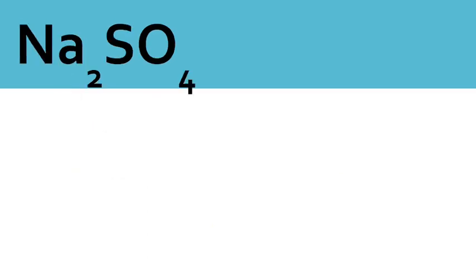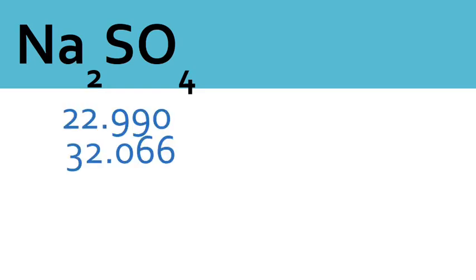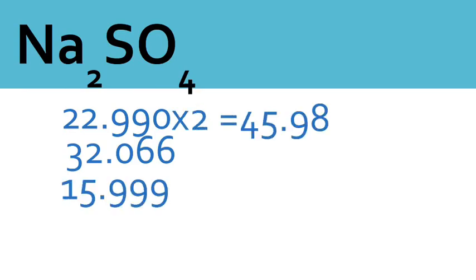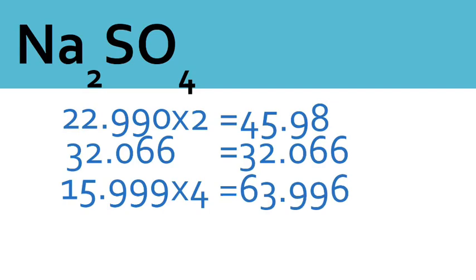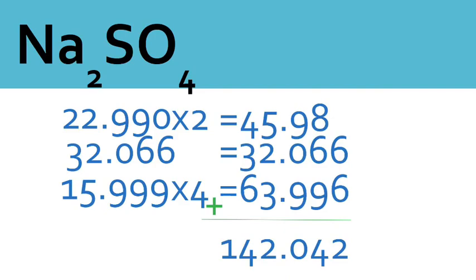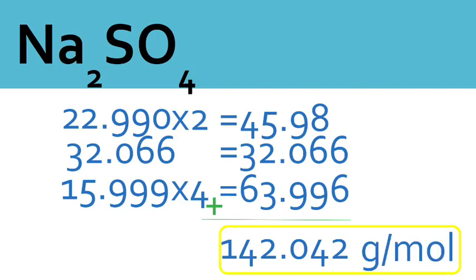So even with bigger, more complicated looking formulas, just focus on, I have 2 Na's, 1 S, and 4 O's. Just read that formula first and make sure you know how many atoms of each thing you've got. Then we're going to go find our masses on the periodic table, Na, S, and O. Take Na times 2. S just comes over because there's only one S. We've got 4 oxygens, so I take that 15.999 times 4. And once I've got all of those masses for each individual element, we add them up, and our final answer is 142.042 grams per mole, of course.